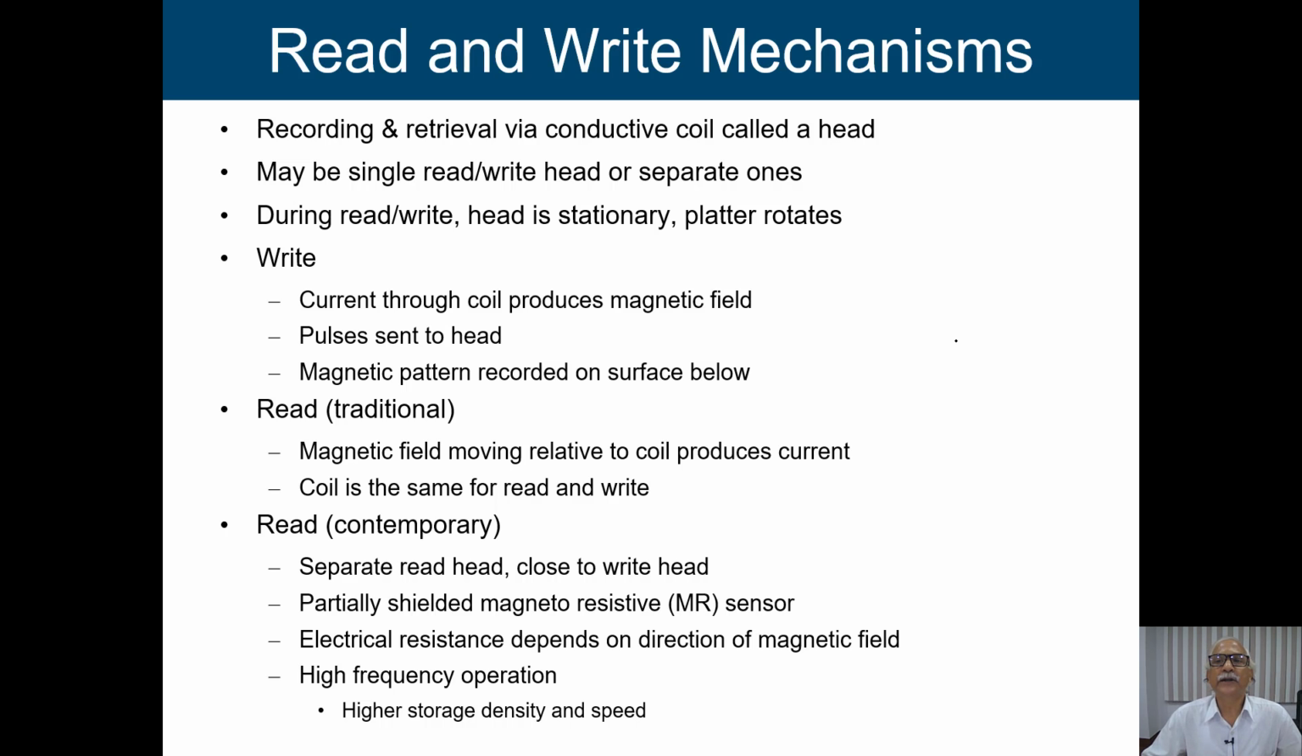So what is the read-write mechanism? We'll briefly explain it. Recording and retrieval is via a conductive coil, which is called a head. Through this conductive coil we do the recording and retrieval, and we call this the read-write head. We may have a single read-write head or separate ones. That means for read we may have one head, for write we may have another head.